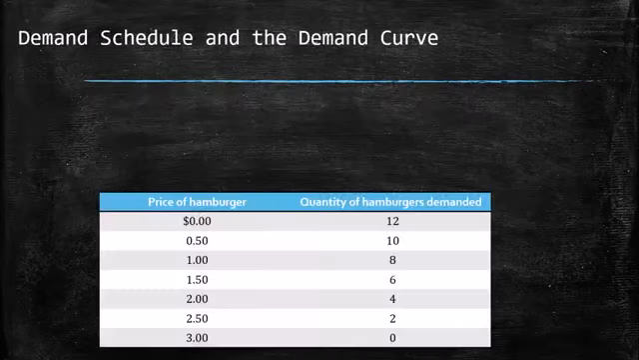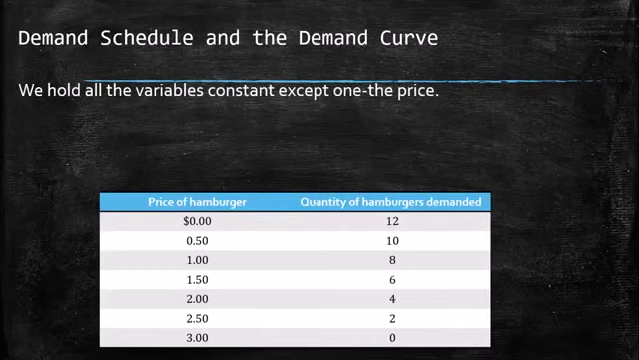So here we're going to start putting numbers in order to represent the demand curve. Forget the table for a moment. The first important thing that economists think about is ceteris paribus. When we analyze something, we have to hold the other variables constant. In this case, we hold all the variables constant except one, which is the price.